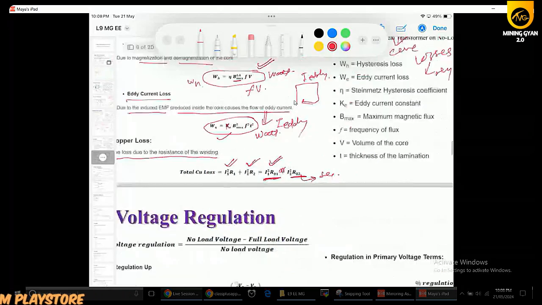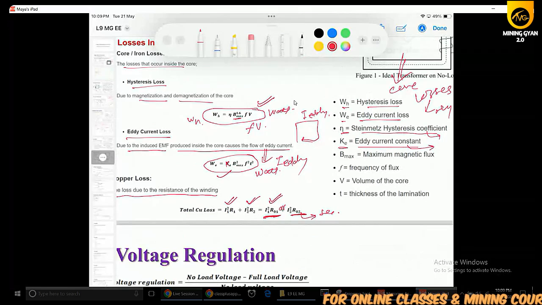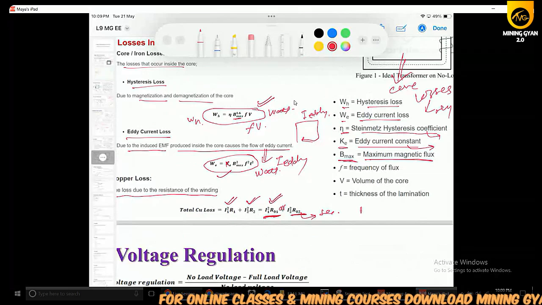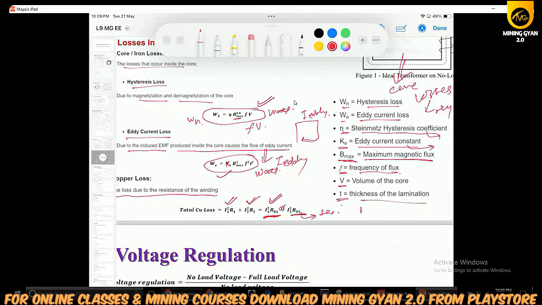Here WH is the hysteresis loss, We is the eddy current loss, and eta is what? The Steinmetz hysteresis coefficient, which will be given in the question. Ke is the eddy current constant, which will also be given in the question itself. Bmax is the maximum flux density, and f is the frequency of the flux, which will also be given. V is the volume of the core, and T is the thickness of the lamination, because the core is laminated like this.